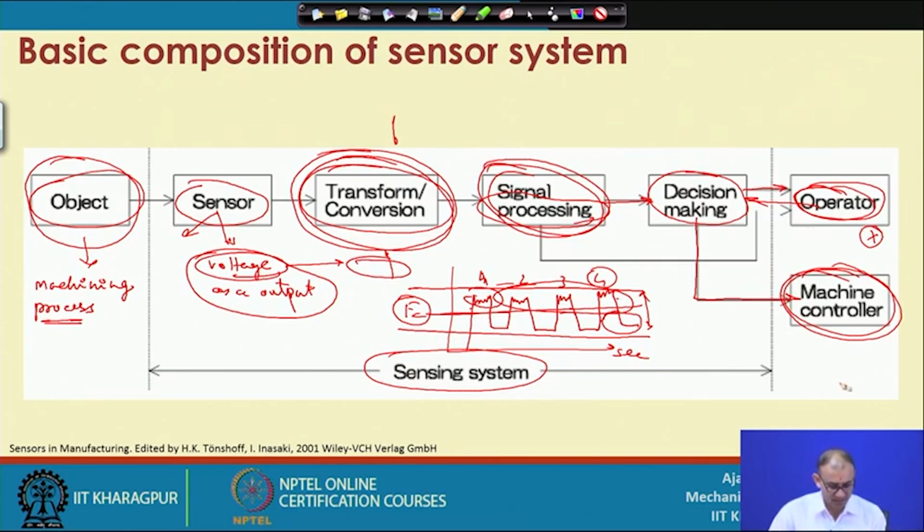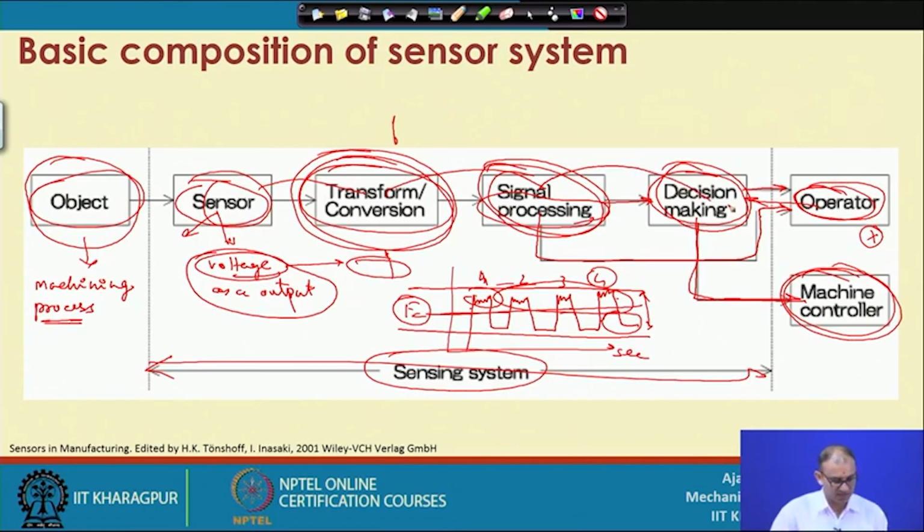In that way you can get things done, and signal processing can go directly to the operator also. You do not require any decision making in between. Decision making is required when you are using a machine controller. Otherwise, from the signal processing itself the operator will decide what should be done in the machining operation or during the process. So this is the sensor system. It is common for almost all sensors: you get the raw data, then you have transfer and conversion, then signal processing needs to be done, and then you take the decision.